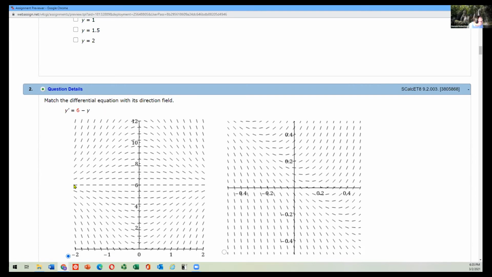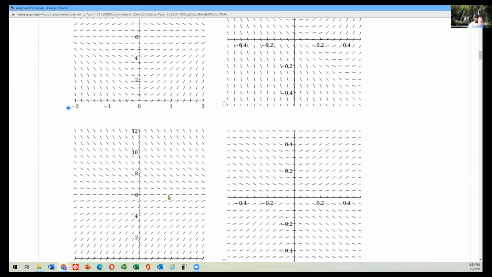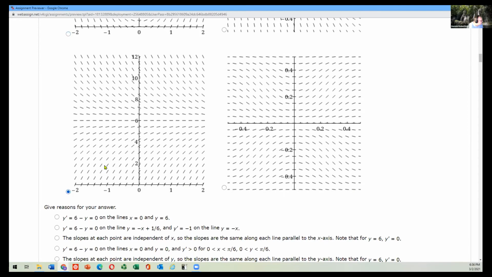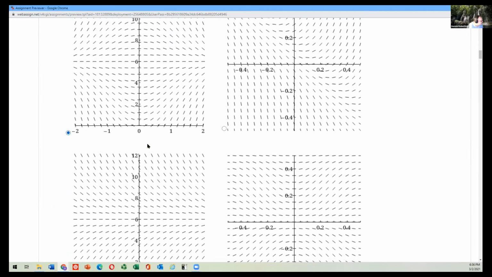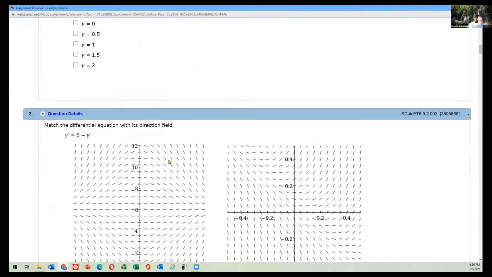Right. Can you see that y is 6? Every single one of them is a horizontal line, so its derivative is 0. Would you agree in this picture there isn't even a 6, so I'm not even going to look at that one. This one has a 6, so it could be that one, and this one I'm not looking at. So it looks like I've narrowed it down to this one and this one. Okay, so far so good.